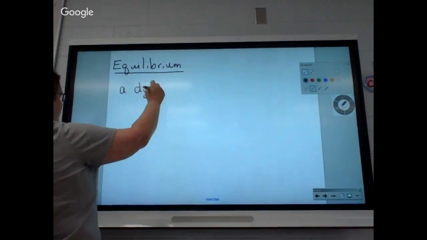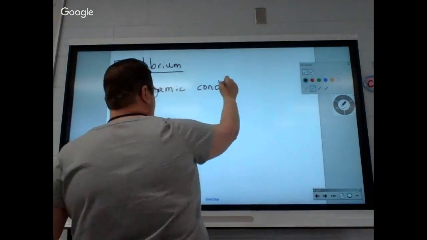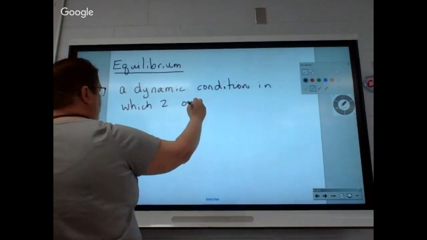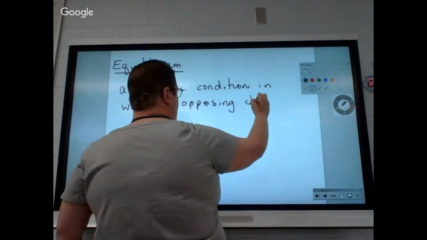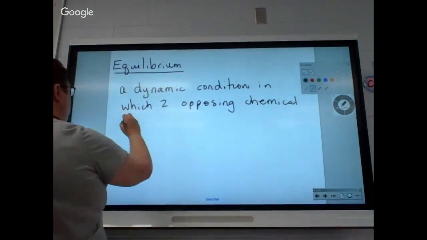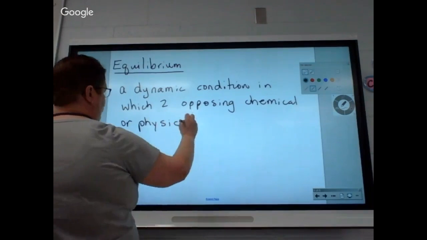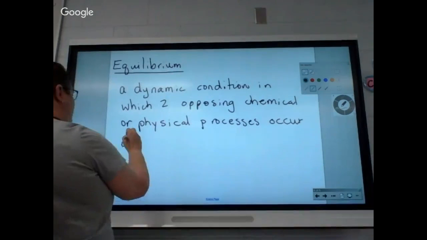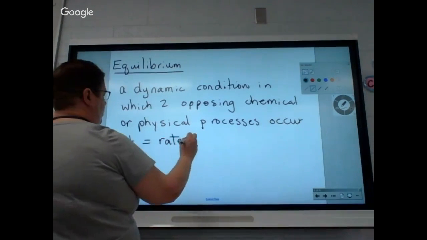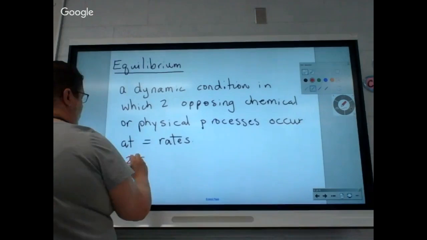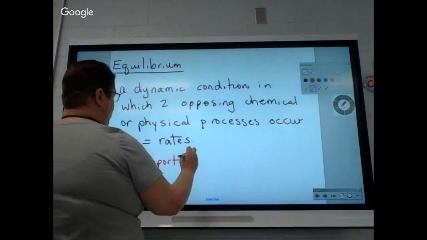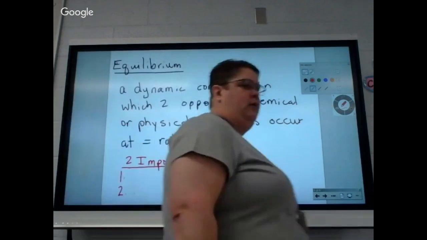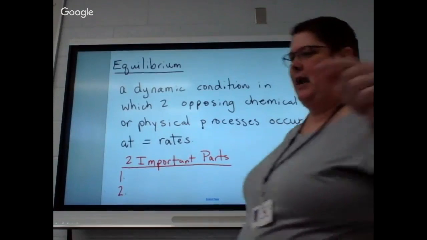Now, equilibrium is a dynamic condition in which 2 opposing chemical or physical processes occur at equal rates. Now, in this definition, there are 2 important parts that we're going to refer to time and time again.